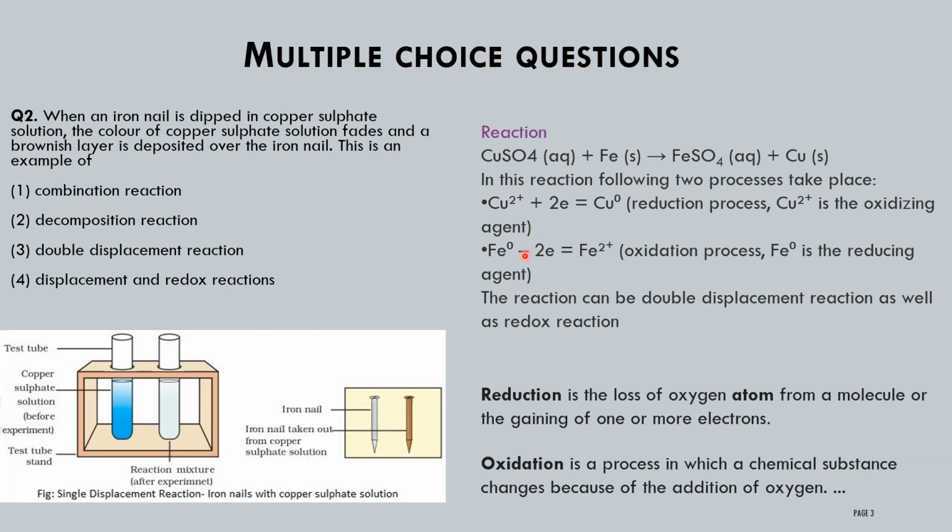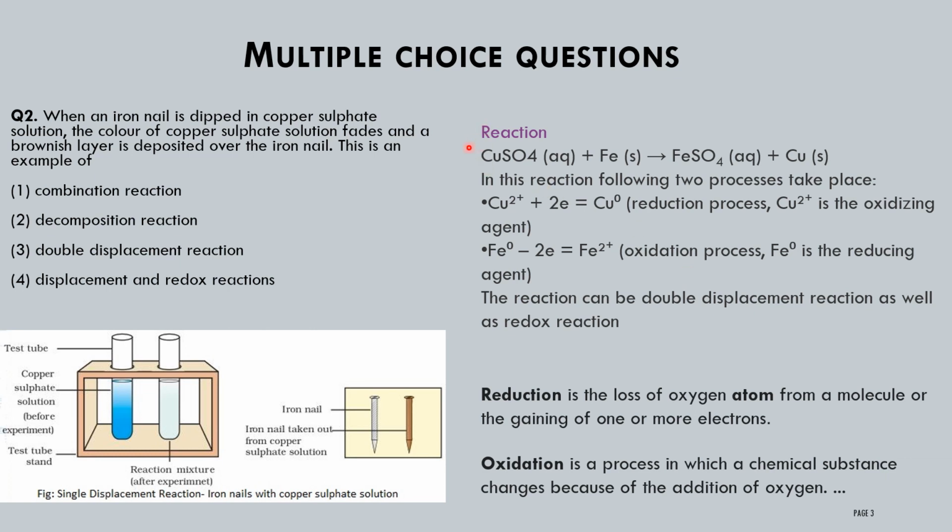Then another metal, iron, loses 2 electrons and you get Fe2+. This process we call an oxidation process. Iron here acts as a reducing agent. What is meant by oxidation? Oxidation is a process in which a chemical substance changes because of the addition of oxygen. Here you can observe iron accepts the oxygen and loses electrons. This type of reaction we call an oxidation reaction.